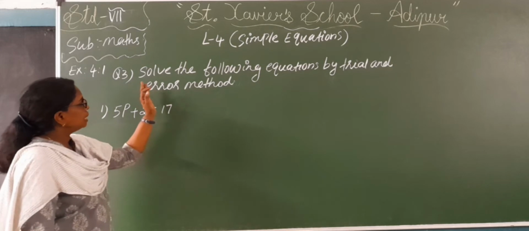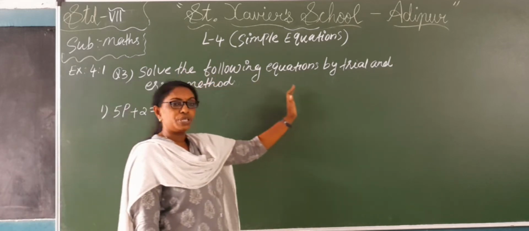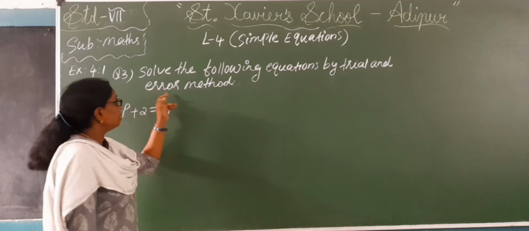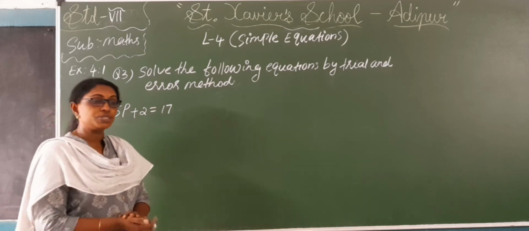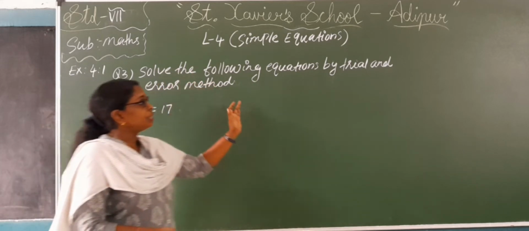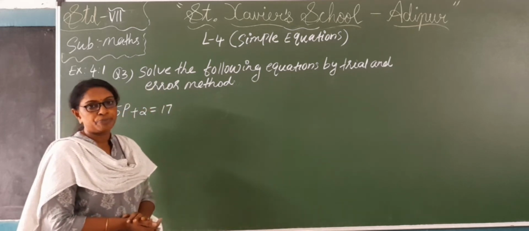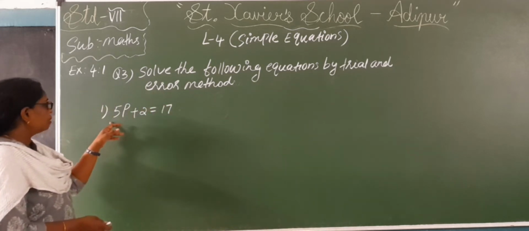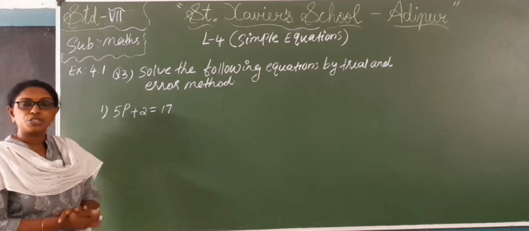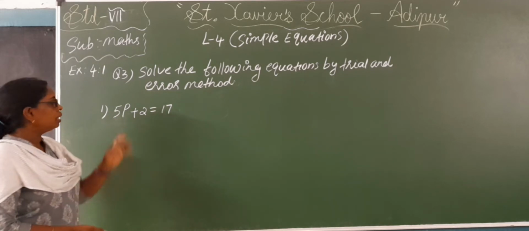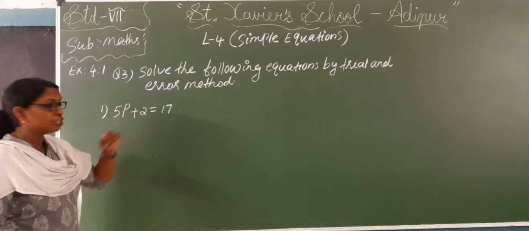Okay, what is the question? Solve the following equations by trial and error method. The first question is: find p, 5p plus 2 is equal to 17.